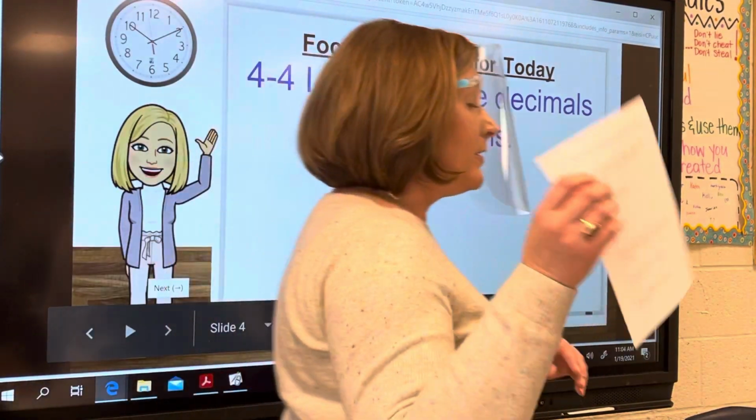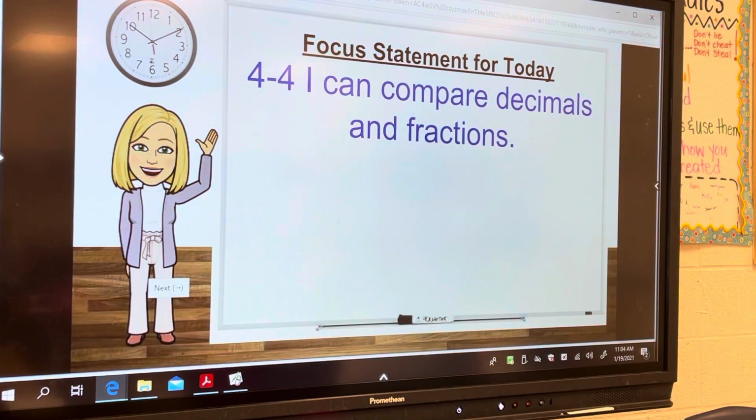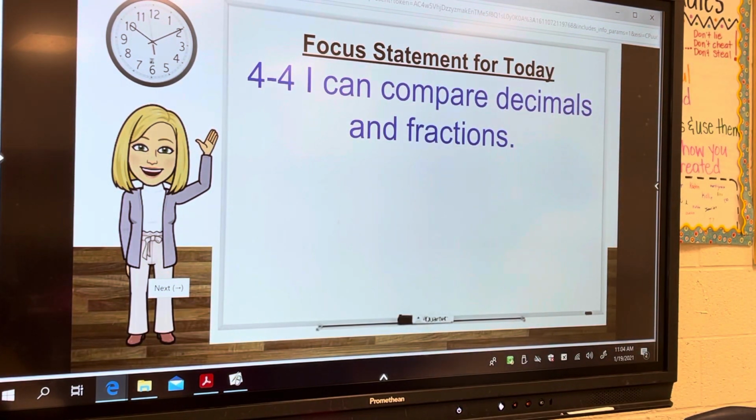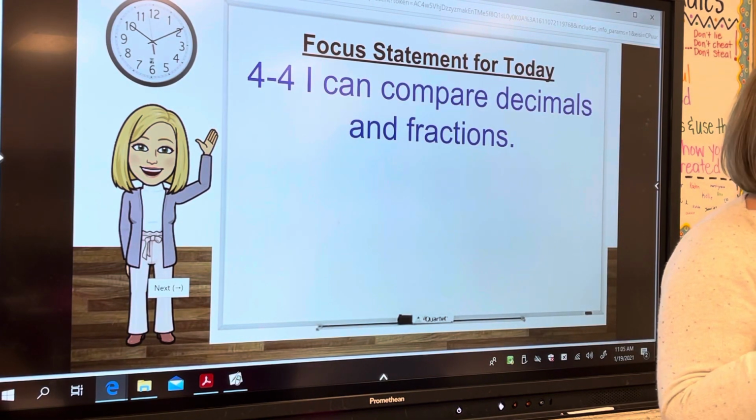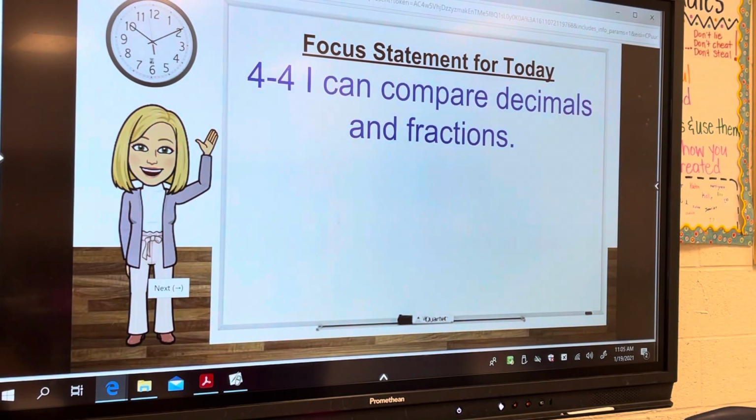Now, on your paper, I have your focus statement for you. I can compare decimals and fractions, all right? So that is very simple. That says what you can do at the end of today's lesson. The first thing that we're going to do is we're going to compare fractions, okay?